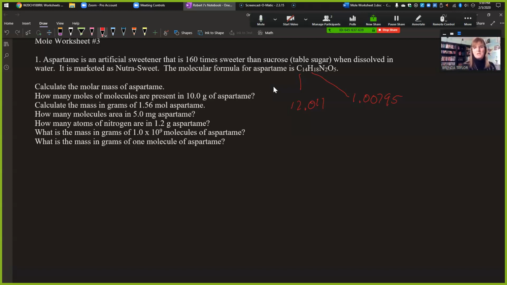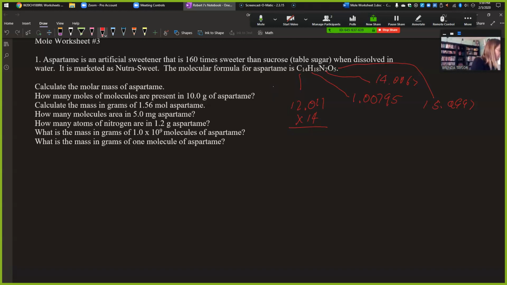Your number probably says 12.0, with 2 decimal points. That's fine. Doesn't matter. Okay. And then these are just the numbers I know off the top of my head: 14.0067 and 15.9997. Would hydrogen be then 1.01? Sure.